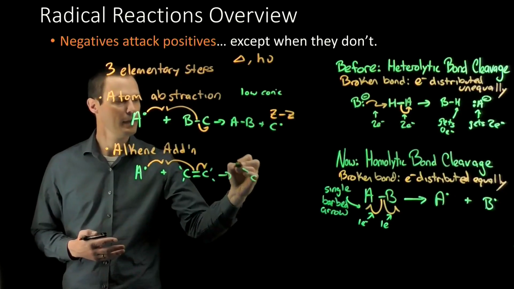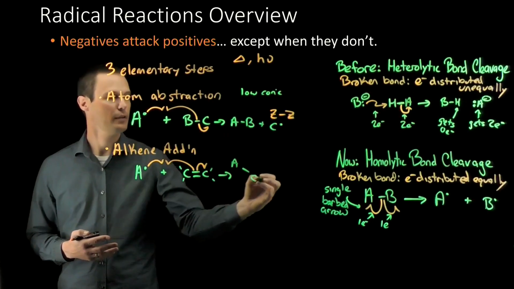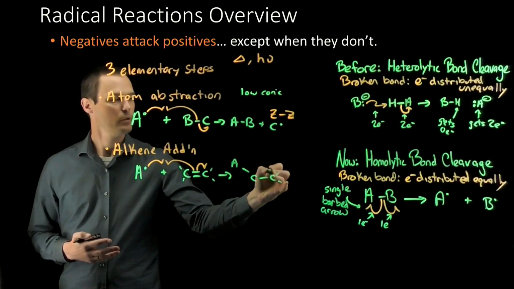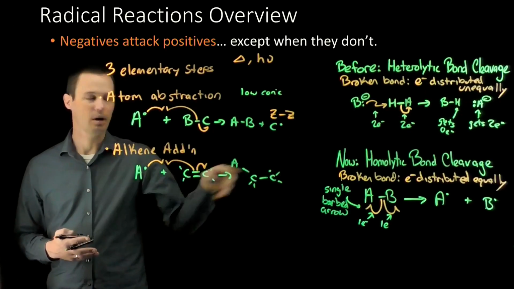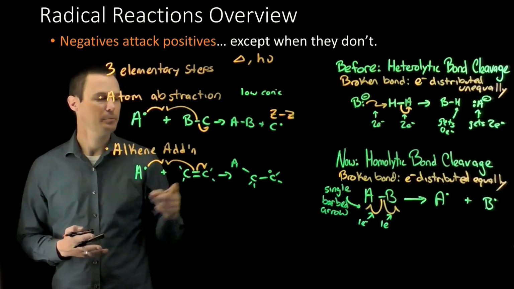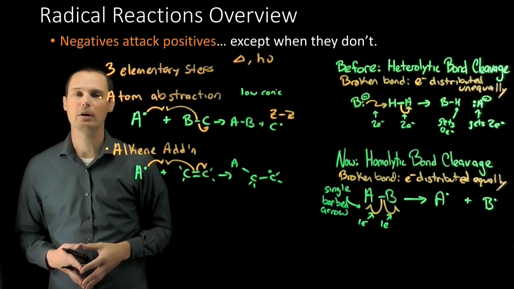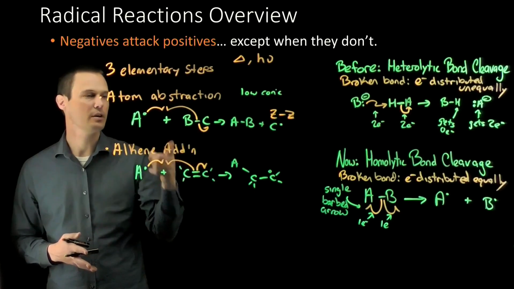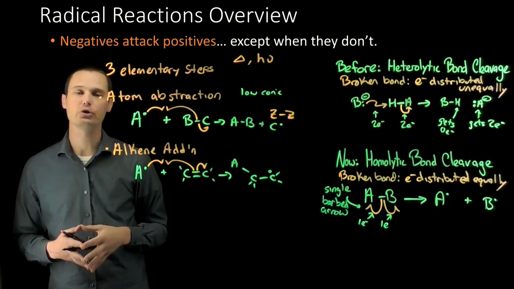So I'll form a new bond between the radical and the carbon. I'll break the pi bond. This carbon will now have a radical, and the carbons still have enough bonds to make 4 bonds. But we have a new radical on this carbon because we've broken the pi bond and pushed 1 electron onto that carbon. Again, we're using our single barbed arrows, these fishhook arrows, to show the movement of 1 electron.